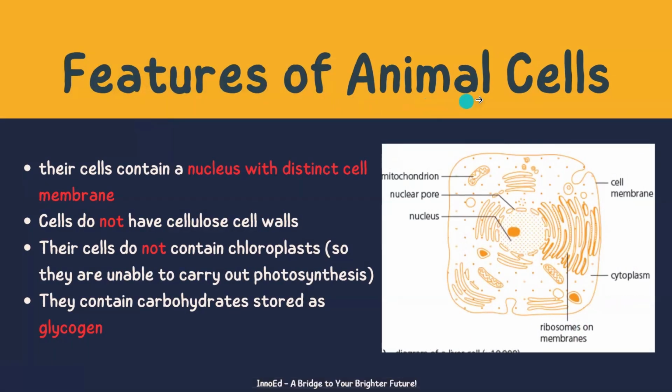Let's look at the features of animal cells. Animal cells contain a nucleus with a distinct cell membrane. You can see the cell membrane here. Their cells do not have cellulose cell walls. Their cells also do not contain chloroplasts. That's why they cannot photosynthesize. And they store glycogen as carbohydrate food storage in their cells.